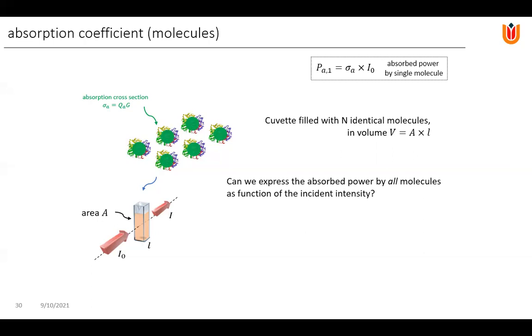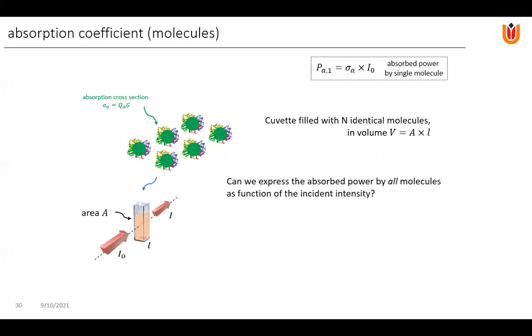That's a good guess. How? Because we know the incident intensity, we can measure the intensity that gets out of it, and with Lambert-Beer we can express the absorbed power, I guess. Yeah, that's one. Can you also look at it from a different perspective?